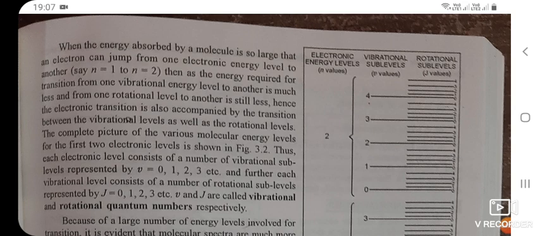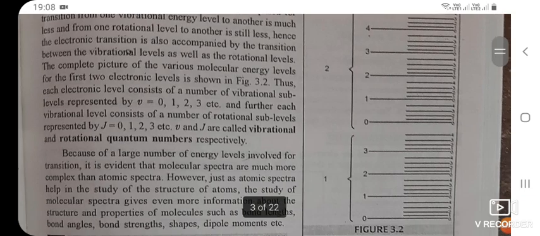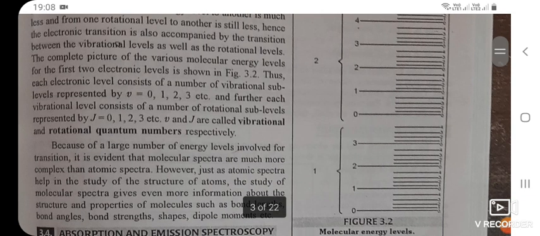Thus, each electronic level consists of a number of vibrational sublevels represented by v is equal to 0, 1, 2, 3, etc. and further each vibrational level consists of a number of rotational sublevels represented by J is equal to 0, 1, 2, 3, etc. v and J are vibrational and rotational quantum numbers respectively.